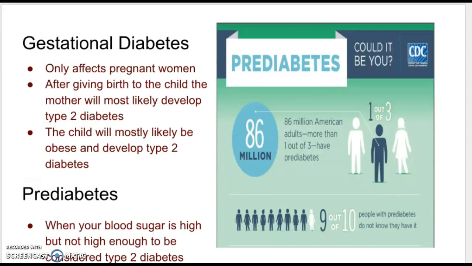Gestational diabetes is a form of diabetes that affects pregnant women, and after birth, women are most likely to develop type 2 diabetes. The child will most likely become obese and also form type 2 diabetes. Prediabetes happens when your blood sugar is high, but not high enough to classify as type 2 diabetes.